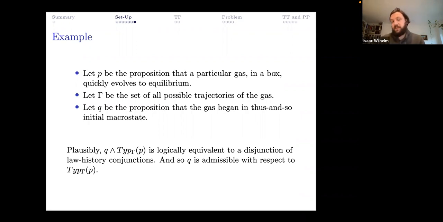So P could be, for example, in this example, P is just the proposition, the gas evolves quickly to equilibrium. And it evolves quickly, meaning in some small amount of time. You can just pick. So it's not a law because it's about a specific object, the gas, at a particular time. From time 0 to time 3, the gas reaches equilibrium, something like that.